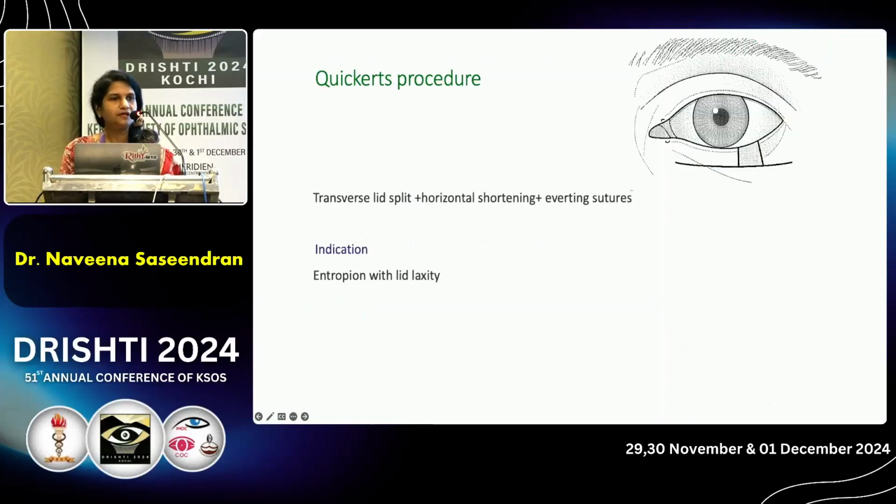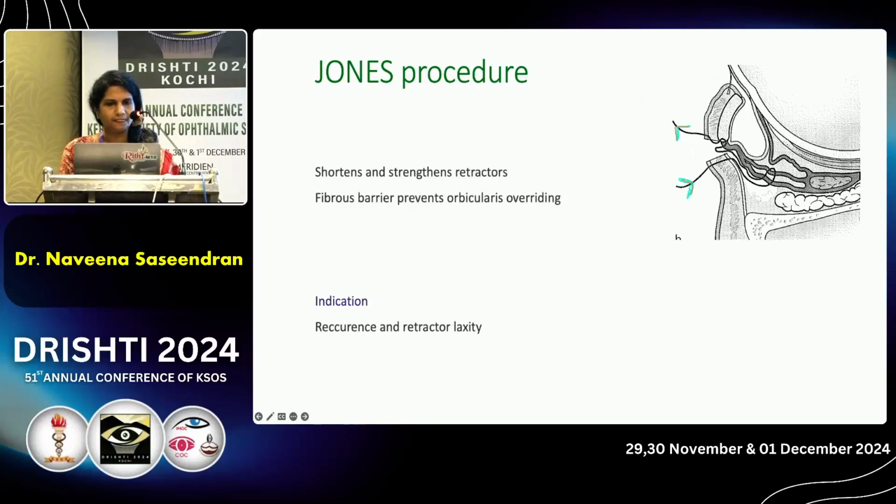If entropion is associated with lid laxity, then a horizontal lid shortening is also indicated. So the above Wies procedure can be combined with horizontal lid shortening, that is Quickert procedure. Now, in case of recurrence or retractor laxity per se, we have Jones procedure. Here, we will take care of the retractors. We will plicate and shorten the retractor, and also the fibrous scar will prevent overriding.